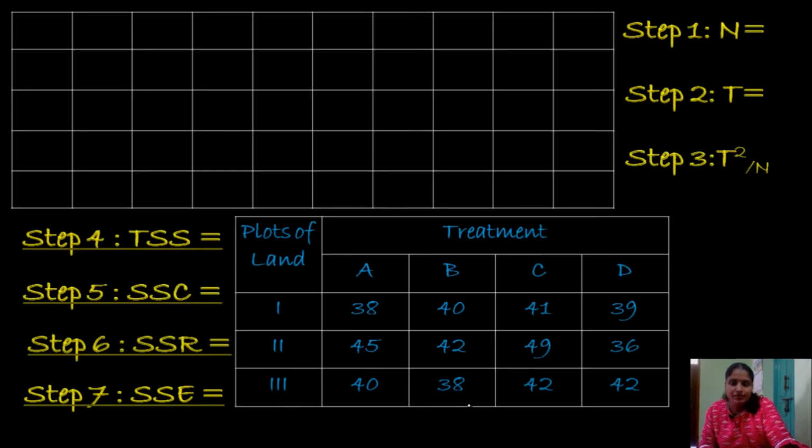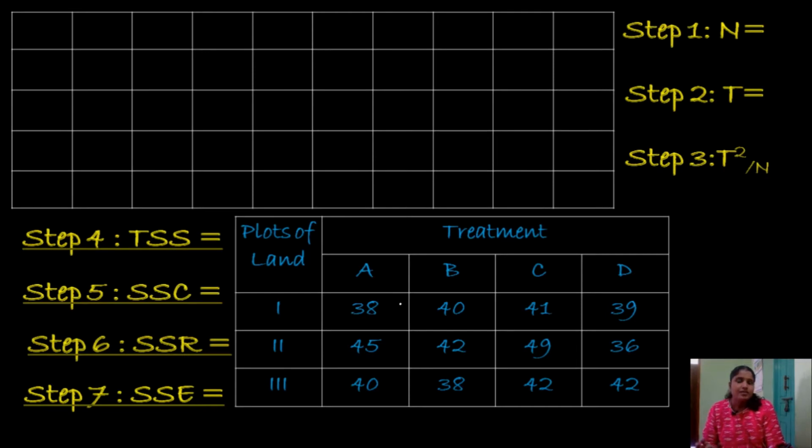For that, let me first construct a table and calculate these values: n, T, T square by n, that is the correction factor, and TSS, total sum of squares, SSC, sum of squares between columns, SSR, sum of squares between rows, and SSE, sum of squares due to errors. Before we find the calculation values, let us look at the values given in our problem. These seem to be large. If you square these values, you get values in the thousands, which seems very tedious to calculate and add.